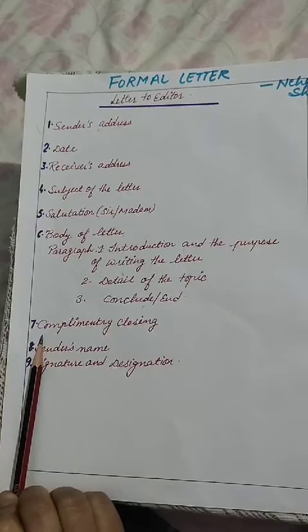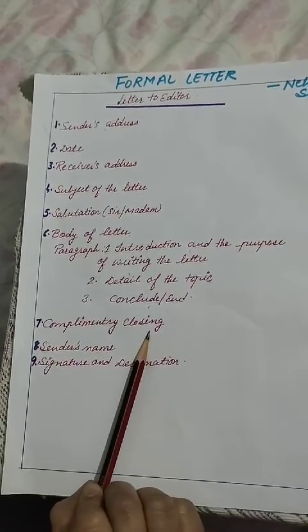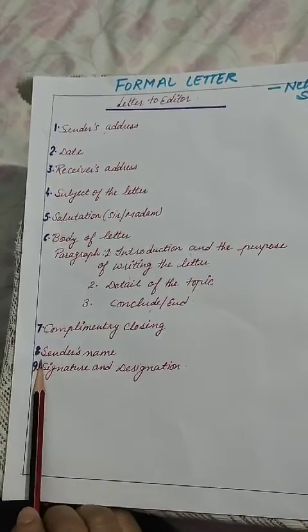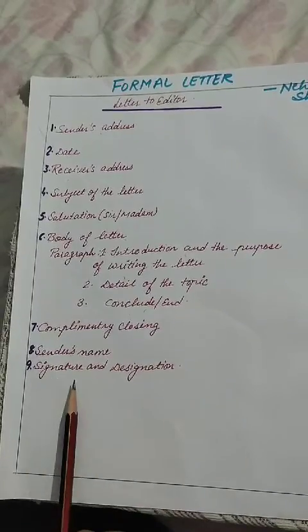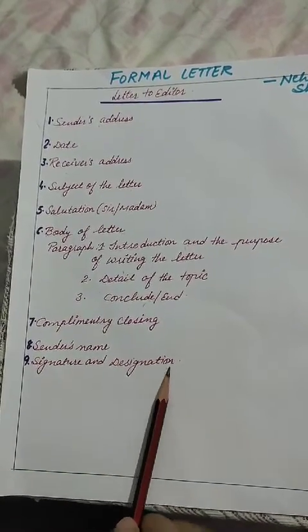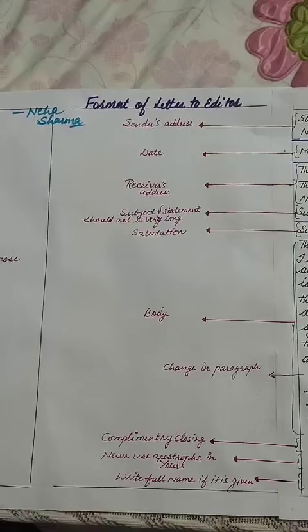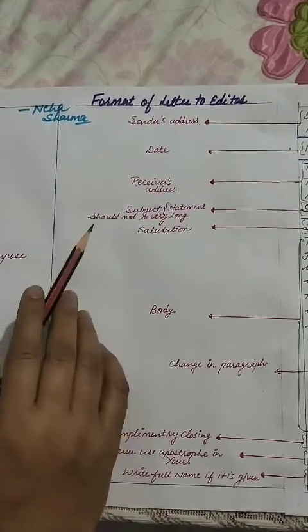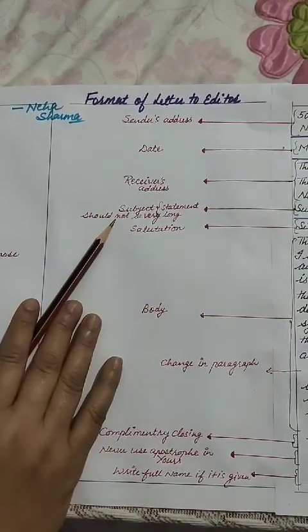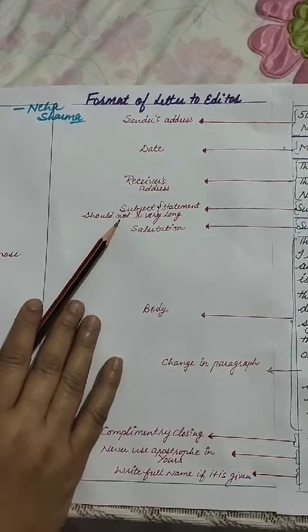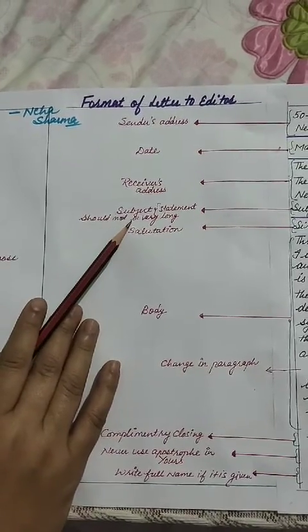And seventh point you have to remember, that is complimentary closing. Next one is sender's name, and number 9 is signature and designation. For a good letter to editor, I want to give you some tips. Reread your letter and ensure there is no spelling error.